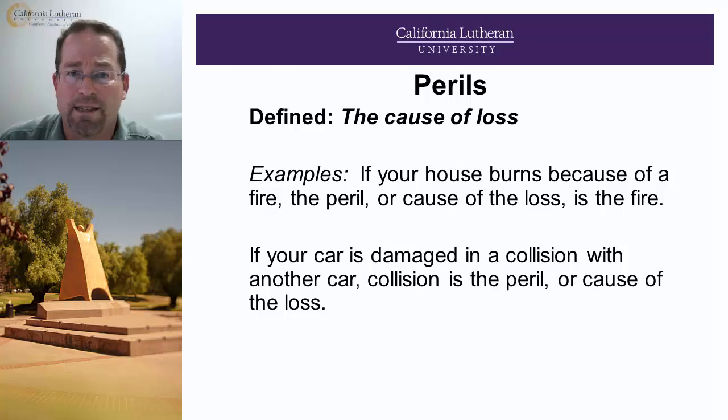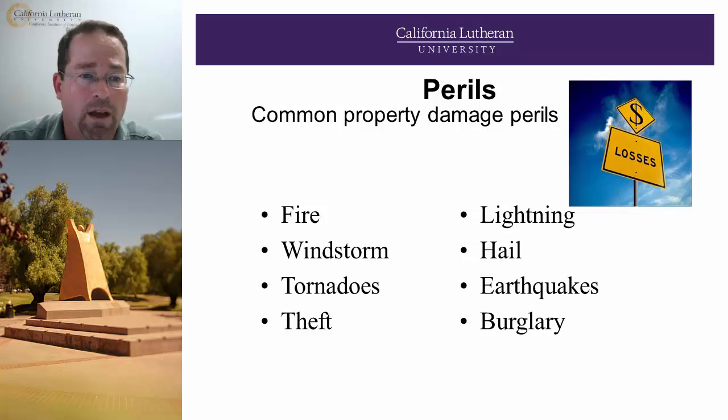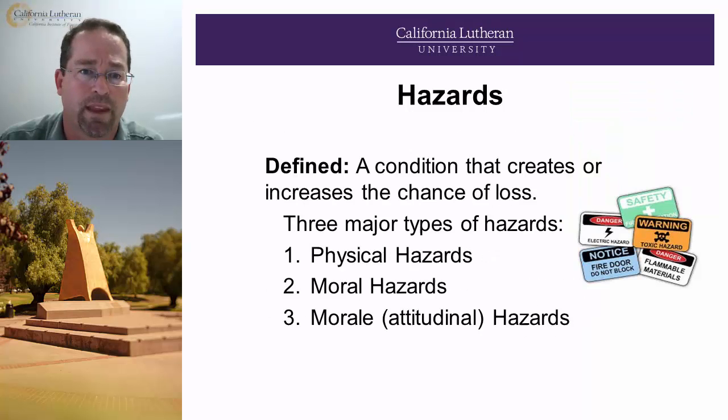We define a peril as the cause of the loss. For example, if your house burns because of a fire, the peril or cause of loss is fire. If your car is damaged in a collision with another car, collision is the peril or the cause of loss. Some common property damage perils are listed below: fire, windstorm, tornadoes, theft, lightning, hail, earthquakes, and burglary.